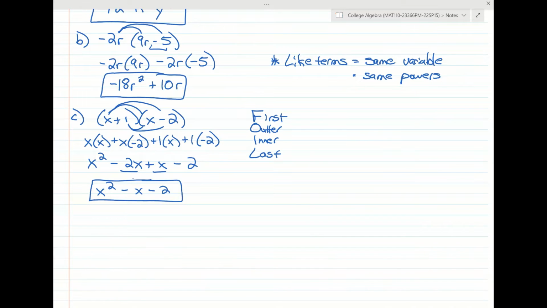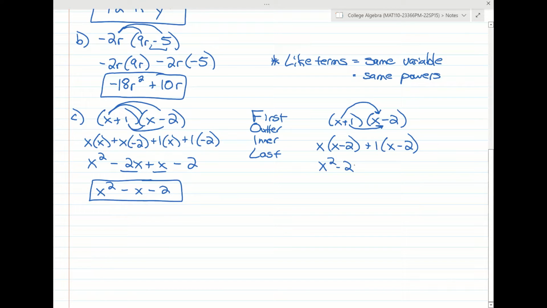Another way to think about this is actually where FOIL comes from, is to distribute. So x plus 1 times x minus 2. You don't have to do it like this. Sometimes when I'm teaching, I like to show different ways. We could think about it like we're doing x times this whole parentheses, and then positive 1 times this whole parentheses. You get exactly the same answer. This is where FOIL comes from. You'd get x squared minus 2x plus x minus 2, which gives us the same thing.